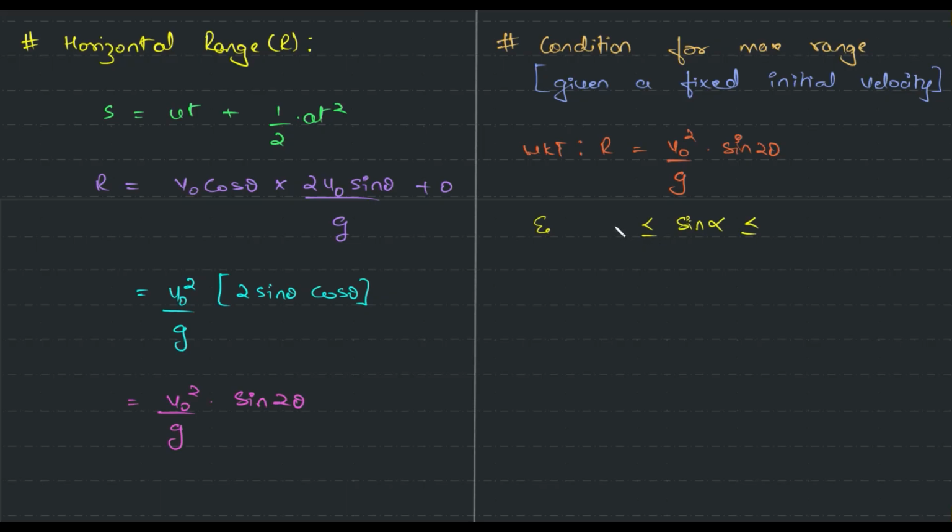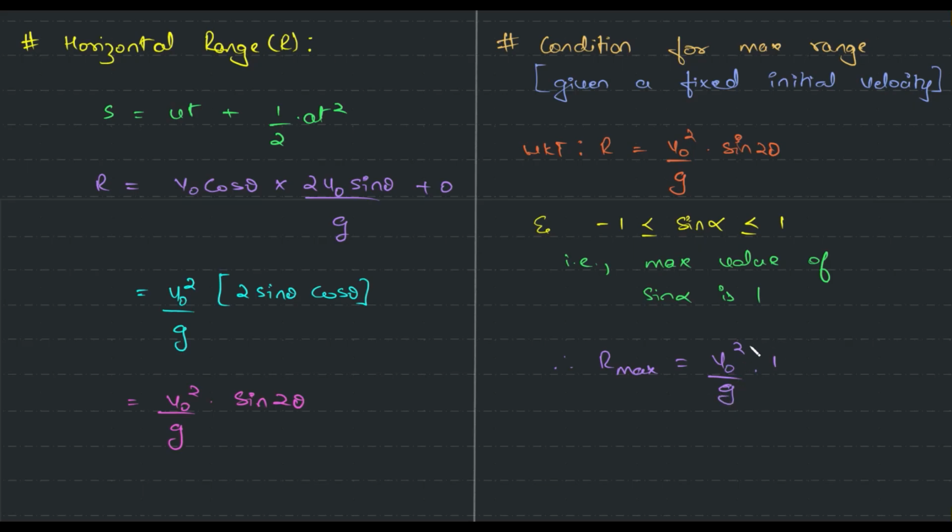the range is between -1 and 1. That is, the maximum value of sine alpha is 1. Do you guys agree? Therefore, the range max will be V naught square by G into sine 2 theta, that is 1. So this is the maximum range, but we're looking at the condition.